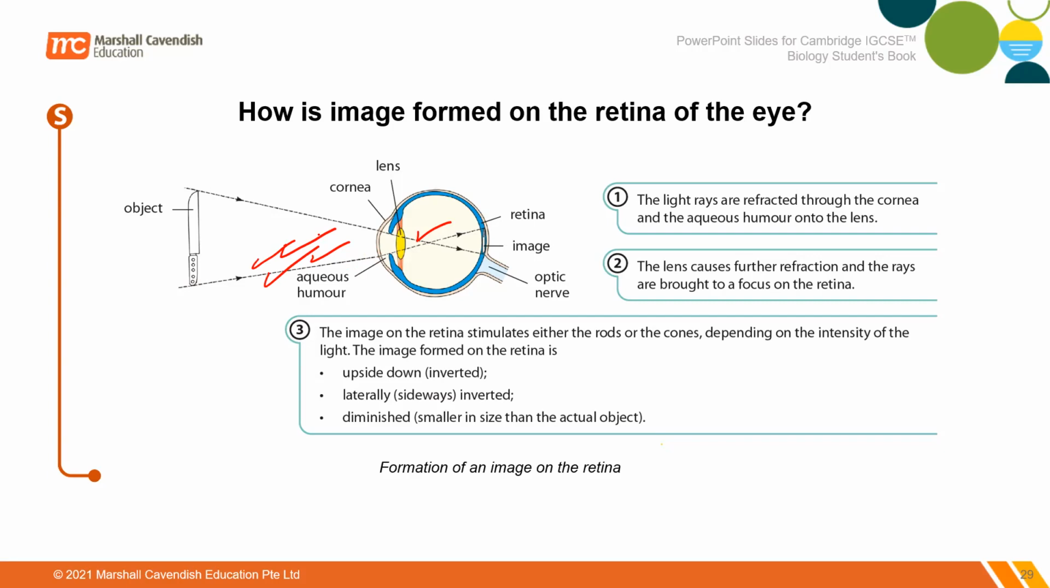Number two, the lens causes this refraction, and rays should be focused on the retina in a specific area called the fovea. What will happen after? The message will be taken to the brain or to the relay neuron through the optic nerve, and definitely the image will be totally clear by translating this image. Okay?